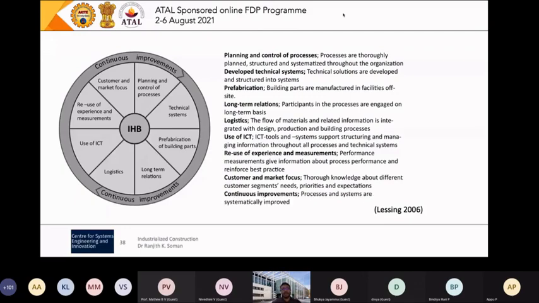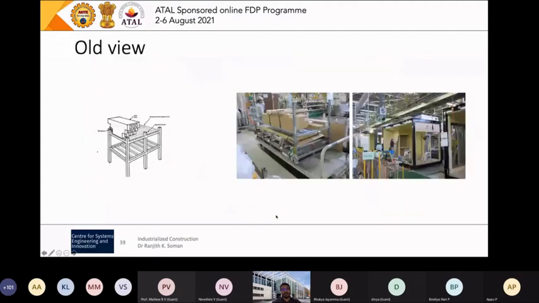And finally, but not the least, we need continuous improvement. Whenever we are learning something, we need to start improving it as early as possible. So industrialized housing is not just about prefabrication, it's about a lot of things together, which gives a better result. Now let's see how prefabrication and industrialized housing progressed over the years.